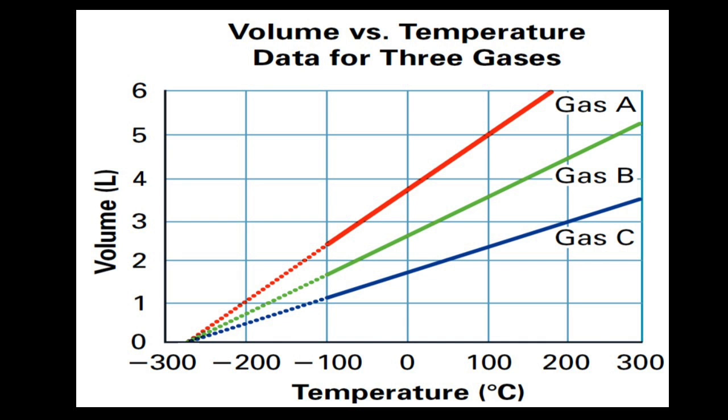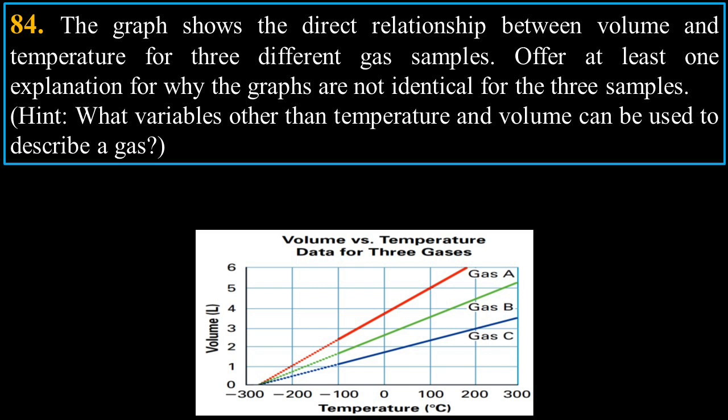Very good. All right, here are 3 plots on the same graph for gas A, B, and C for volume versus temperature. And the question is, the graph shows the direct relationship between volume and temperature for 3 different gas samples. Offer at least one explanation for why the graphs are not identical for the 3 samples. Hint, what variables other than temperature and volume can be used to describe a gas?